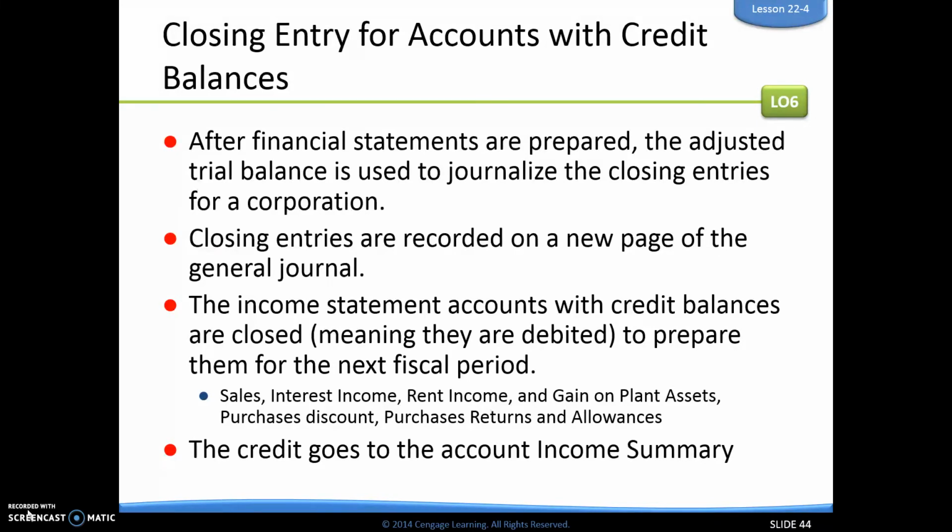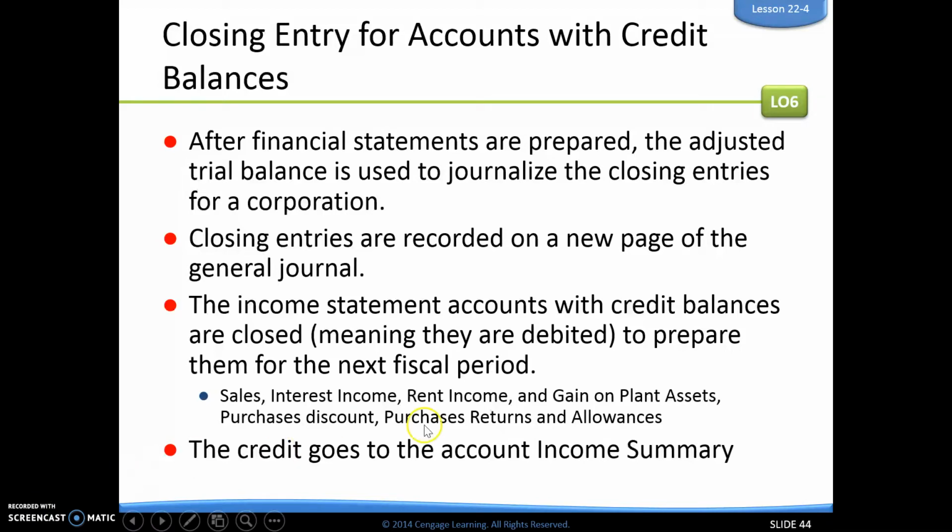So remember that closing entries are recorded on a new page of the general journal. They don't have document numbers either. Closing entries is just used as the heading. So our first thing that we need to close is our income statement accounts with credit balances. If they have credit balances, in order to close them, that means we have to debit them to zero them out and prepare them for our next fiscal period.